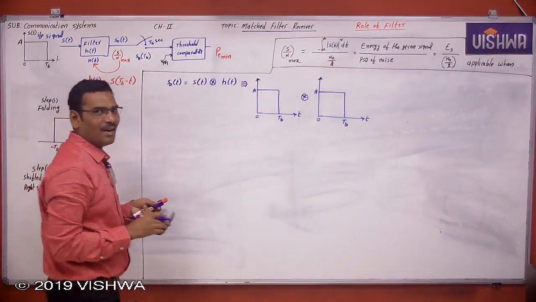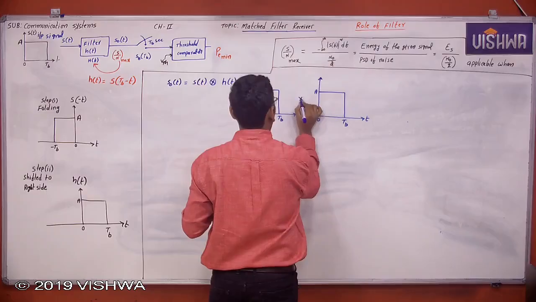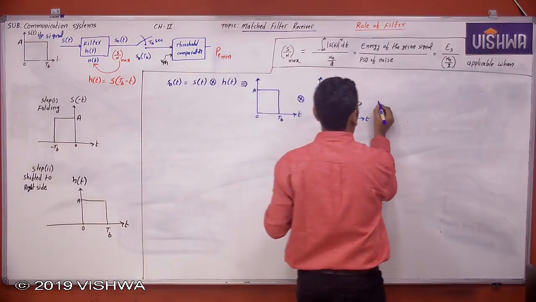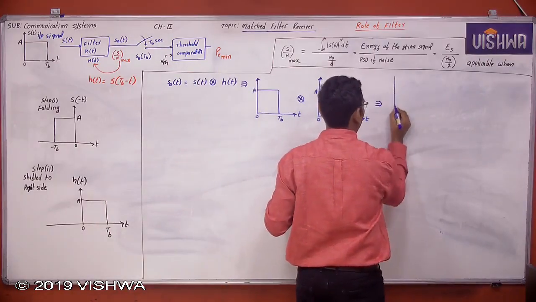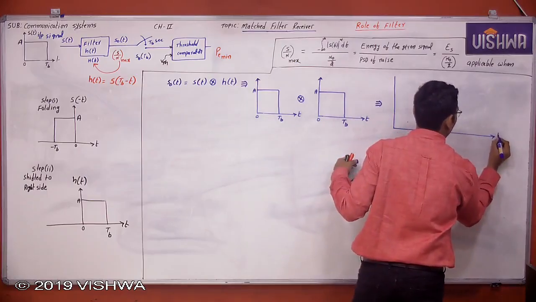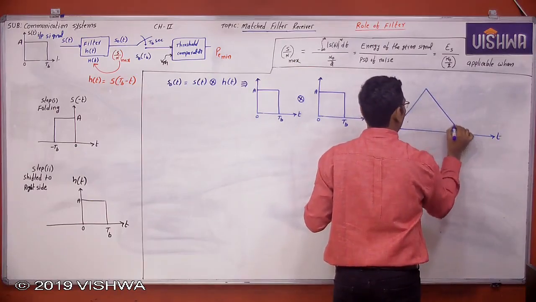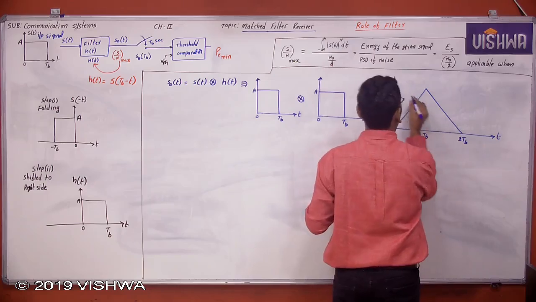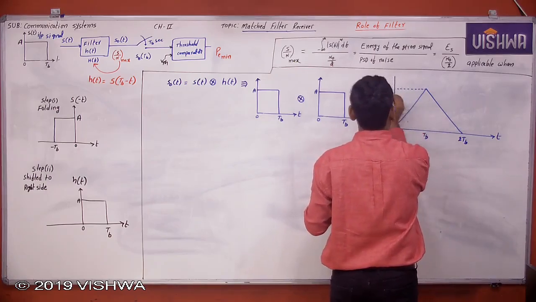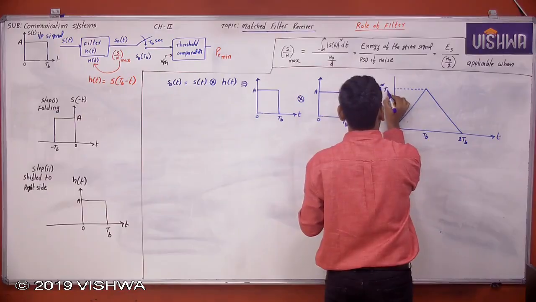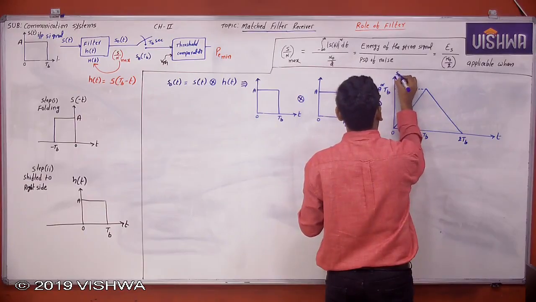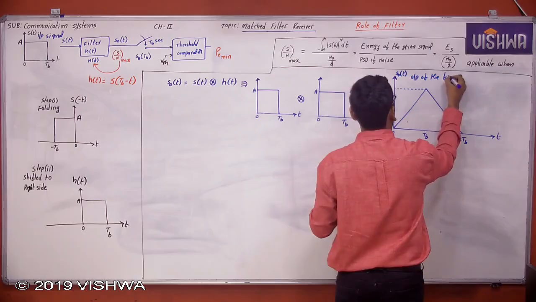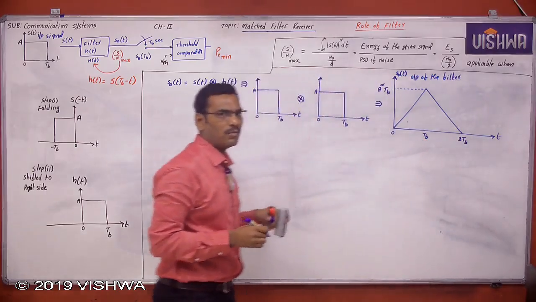Now what is the output? The convolution of the two rectangular pulses. What is the convolution of the two rectangular pulses? It is nothing but a triangle, but whose duration is doubled. Maybe you know this is very famous in the signals and systems topic, convolution of two rectangular pulses. This is the output of the filter. Clear or not?